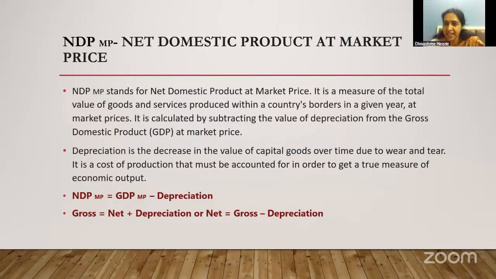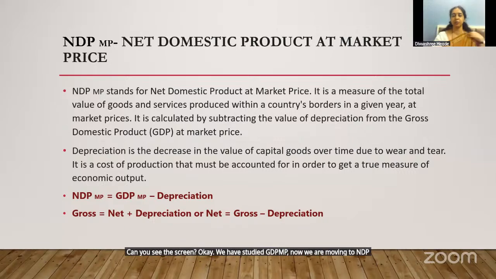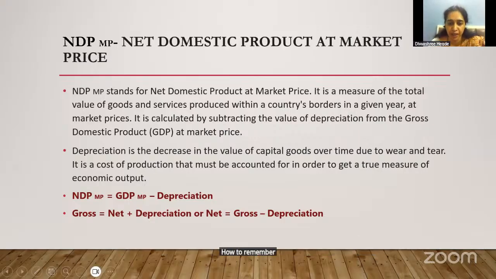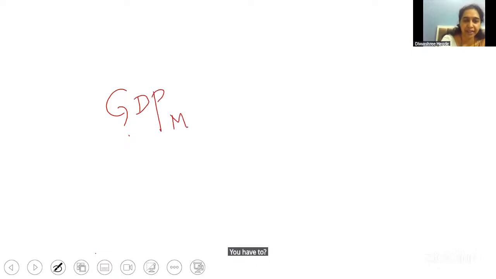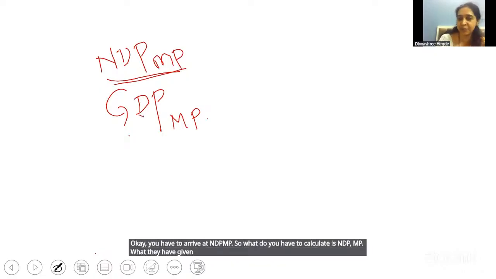Can you see the screen? We have studied GDP-MP. Now we are moving to NDP-MP. Please remember how to remember the formula. Be with me. I'll show you a trick. You have to arrive at NDP-MP from GDP-MP. What you have to calculate is NDP-MP. What they have given is GDP-MP. How do you do it?